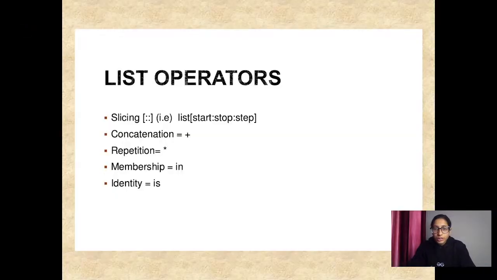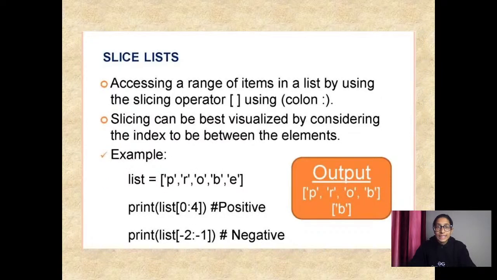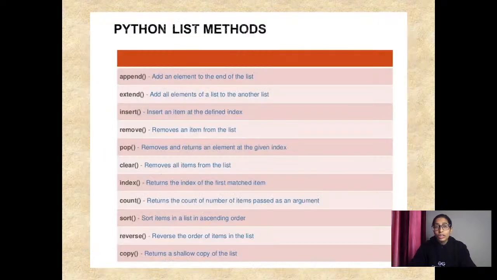So in your operators, we have slicing, concatenation, repetition, membership, in, not in, identity, is or is not. Slicing of your list means arranging a range of your items in a list by using the slicing operator, that is square brackets using a colon. Every slice can be visualized by considering the indexing between the elements. So these are all the Python list methods: append, extend, insert, remove, pop, clear, index, count, sort, reverse, copy. Okay, these are the list methods in Python.